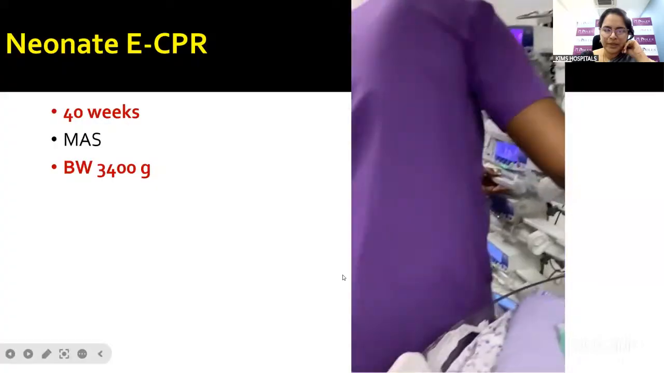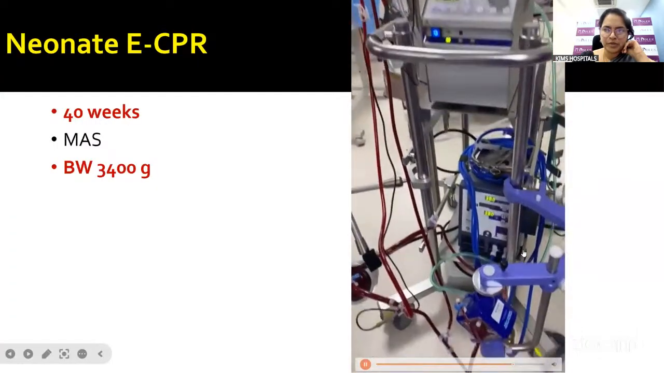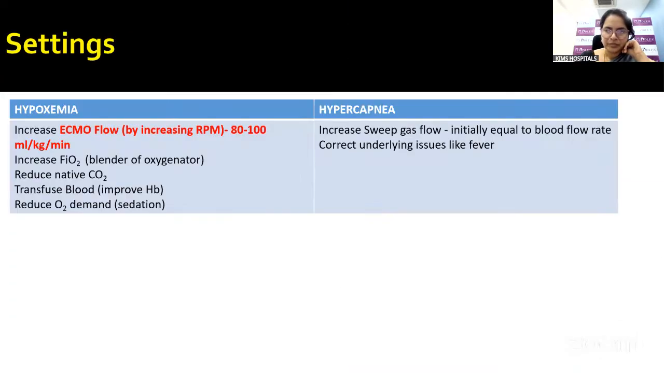The baby is also on multiple inotropes. Okay. So what are the settings in ECMO? Like we have settings on a ventilator, settings on CPAP.